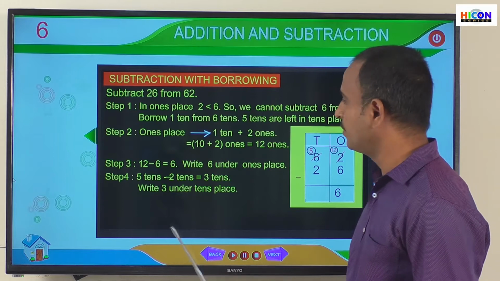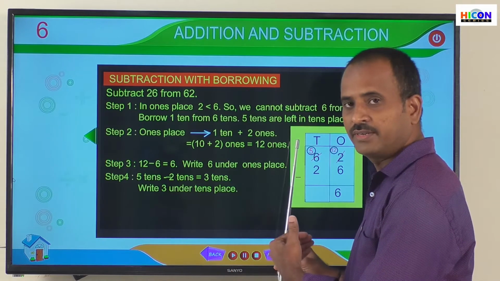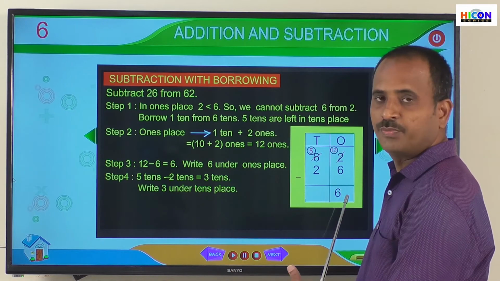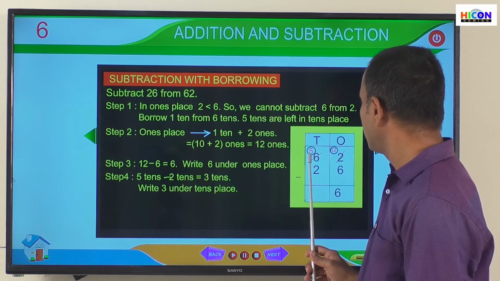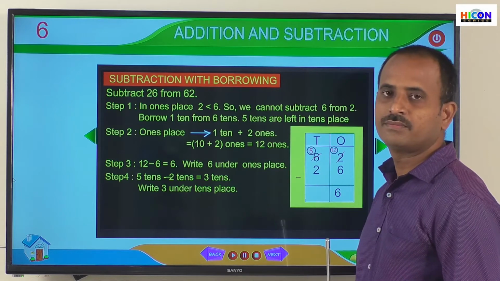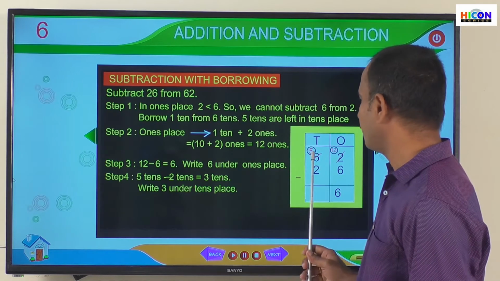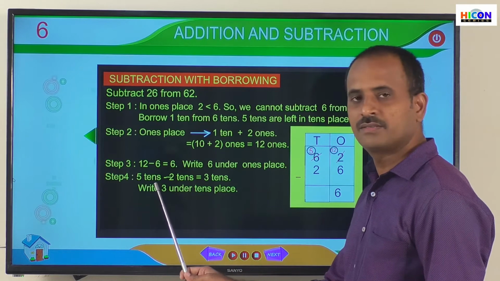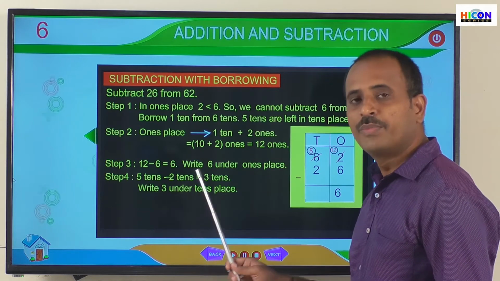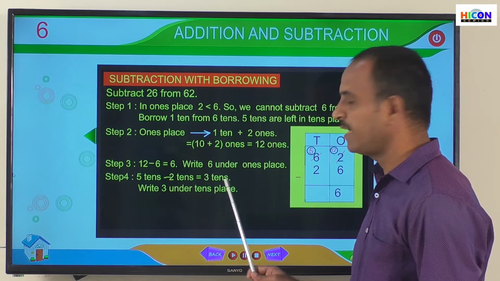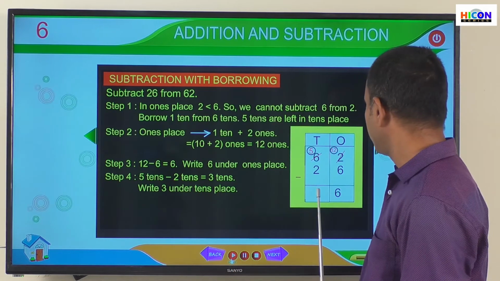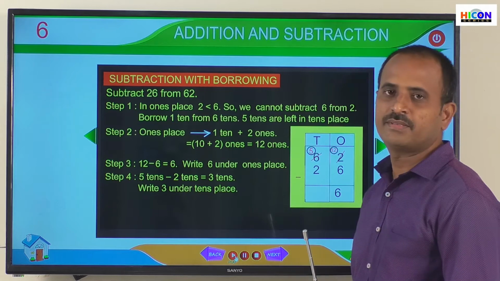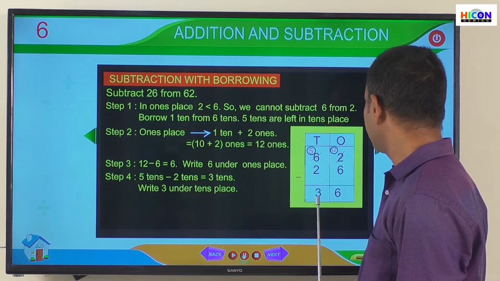So next, what is the step 4 here? Next you go to tens place. So ones place is completed. What are the digits in the tens place? 5 and 2. So now subtract 2 from 5. That is 5 tens minus 2 tens becomes how many tens? 3 tens. So write 3 under tens place. The answer will be 36.